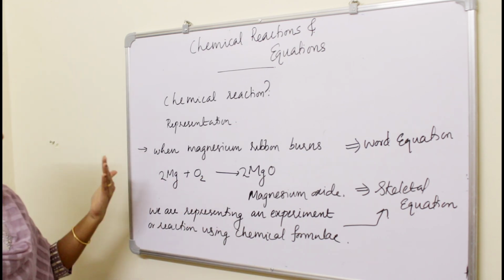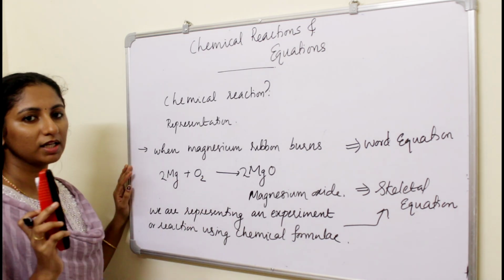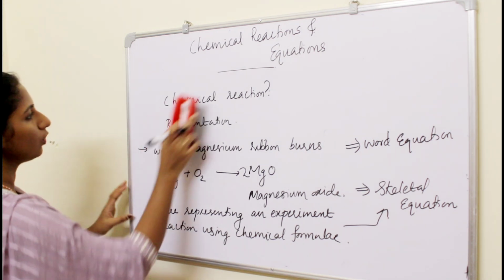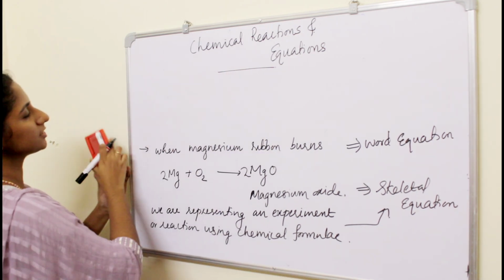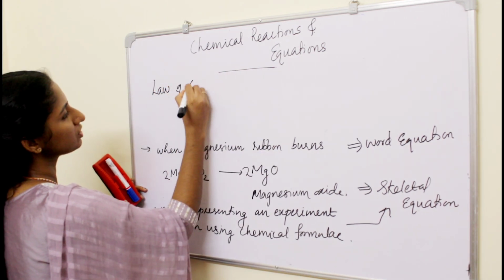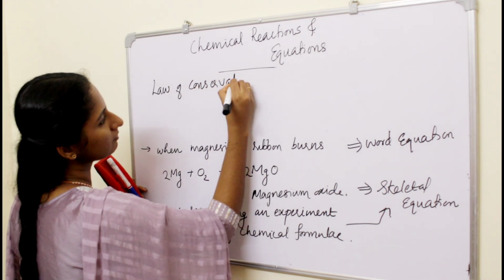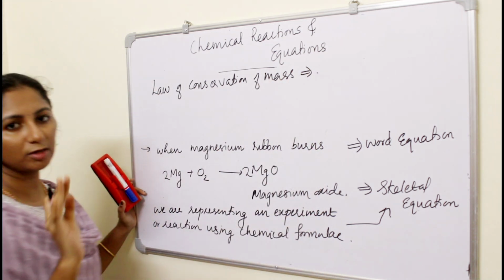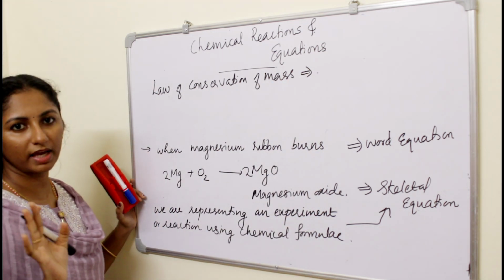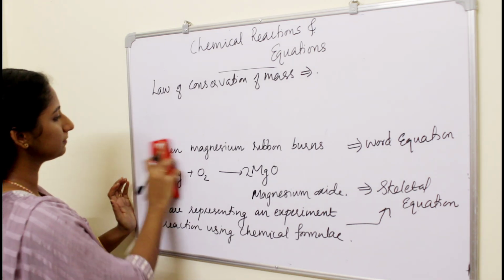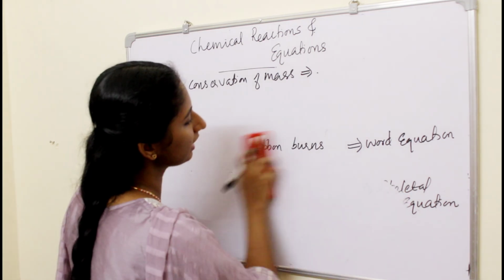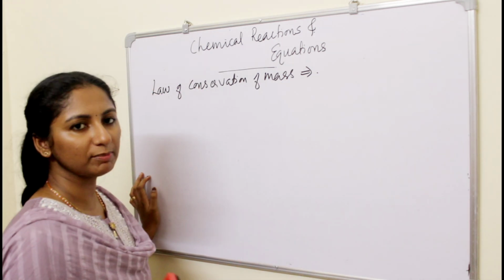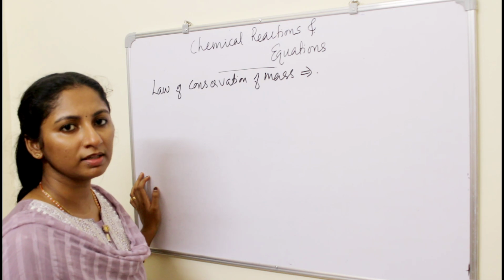You have studied the law of conservation of mass in 9th standard, right? So what is the law of conservation of mass? Mass can neither be created nor be destroyed within a reaction, right? So we can say that when we are writing a chemical equation, the number of atoms on the reactant side must be equal to the number of atoms on the product side.